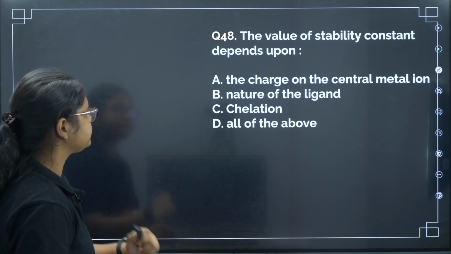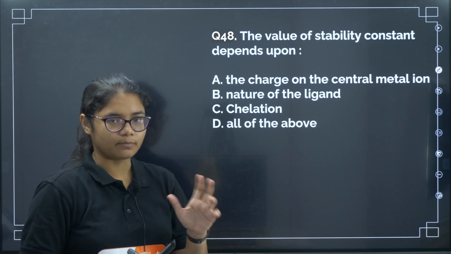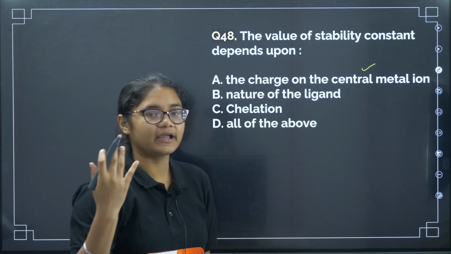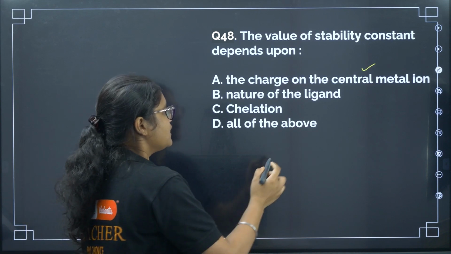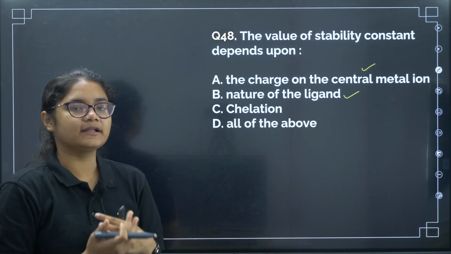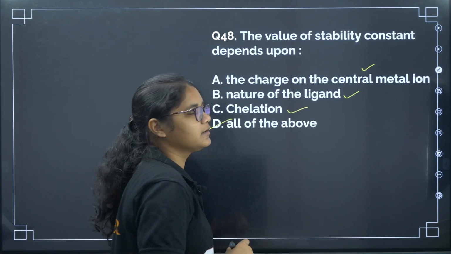Okay, next one, the value of stability constant depends on. So when a complex is formed, the value of stability constant depends on the charge of the metal ion. Higher the charge, higher will be the stability. Nature of the ligands, if the ligands are chelating ligands, it will be more stable, that is chelation. So all of the above are important factors.